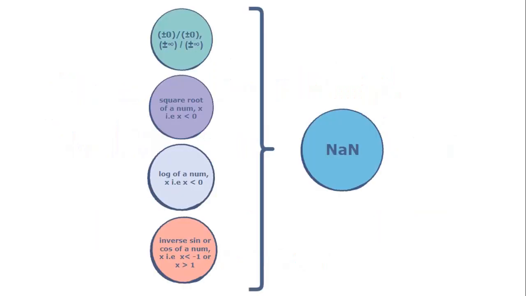NaN indicates any value which cannot be represented as a number. In mathematical terms, there are certain examples which represent NaN values. For example, when you try to find the square root of a negative number, that will also represent a NaN value. But when you try to perform this operation in your program, it will yield an error.